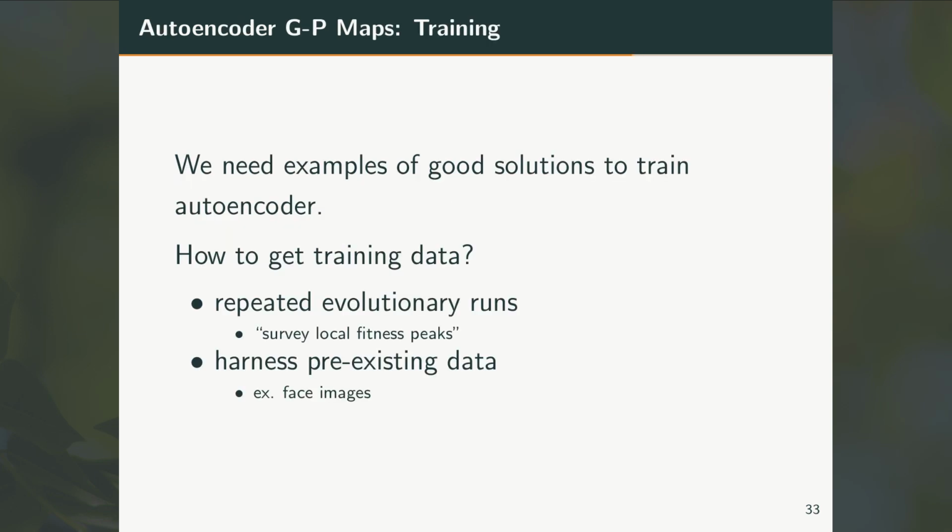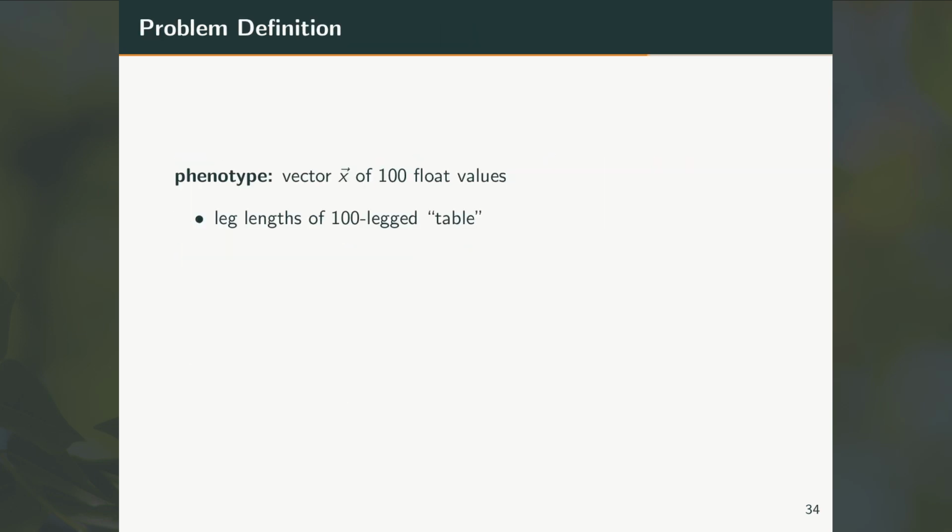Now I'd like to move on to discuss the first problem that we demonstrated this approach on in our GECCO paper. The first problem, we call it the 100-legged table problem, right? So the phenotype is just a vector of 100 float values, where each float value represents a different leg length.